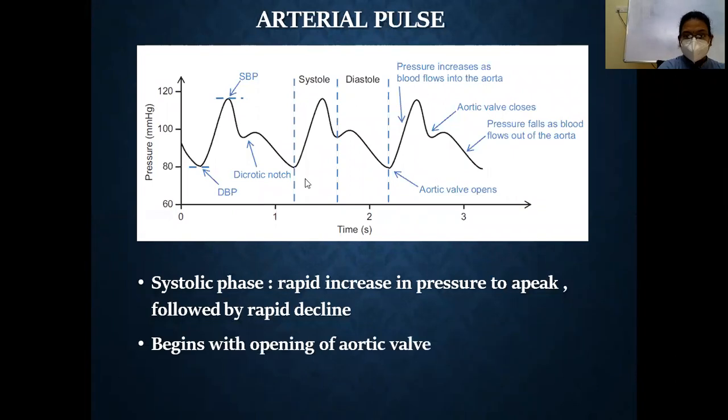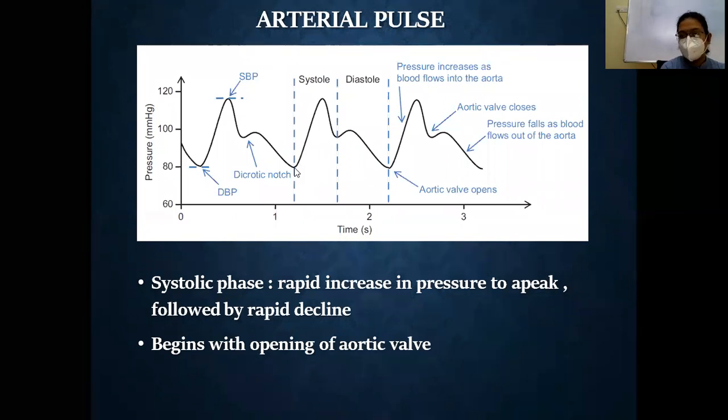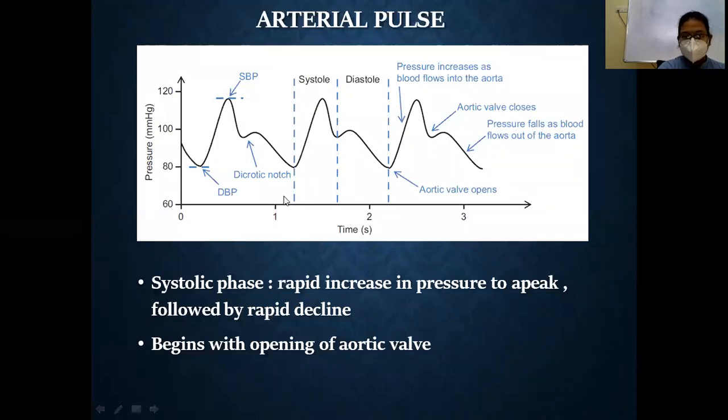This phase begins with the opening of the aortic valve. As you know, unless and until the aortic valve opens, blood cannot enter into the aorta. From the left ventricle to the aorta, the communication is through the aortic valve. As the blood gets ejected, we have to create a pressure wave strong enough to reach towards the periphery.